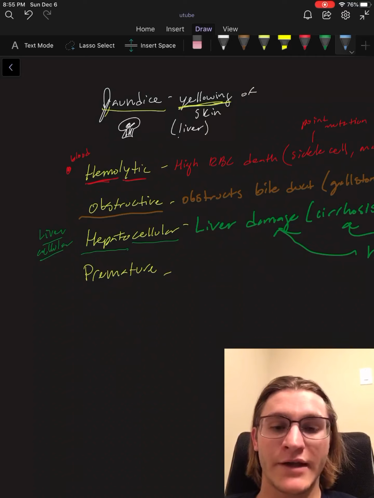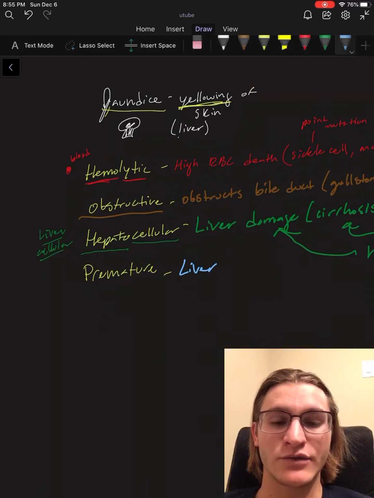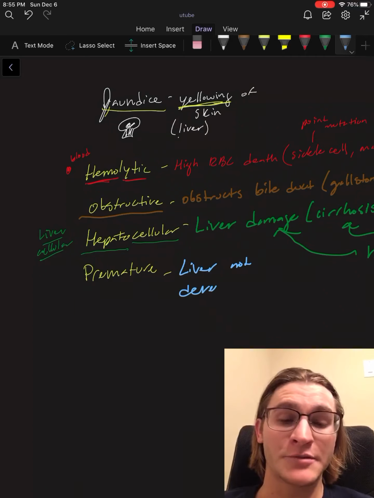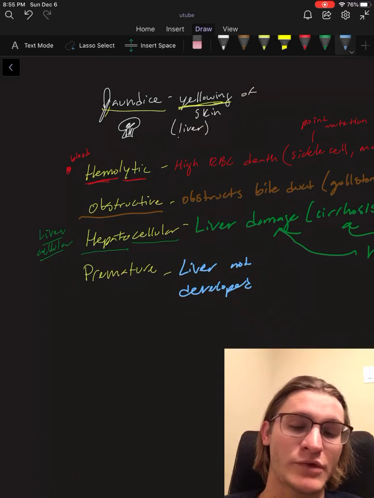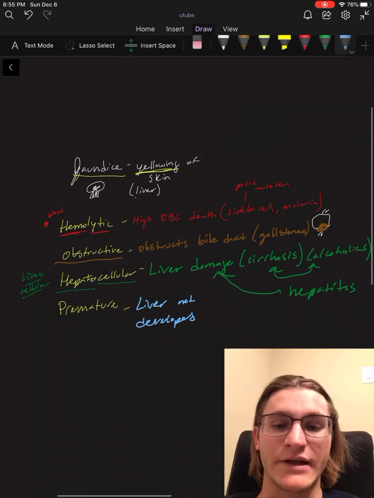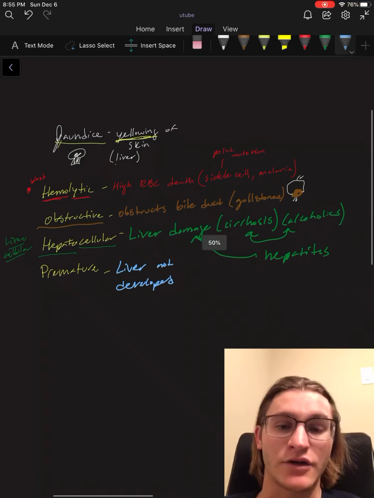Premature, this is probably the most sad one of the bunch. This is when the liver never develops in a newborn or in a baby. So this would lead to death. So that's premature jaundice as well.